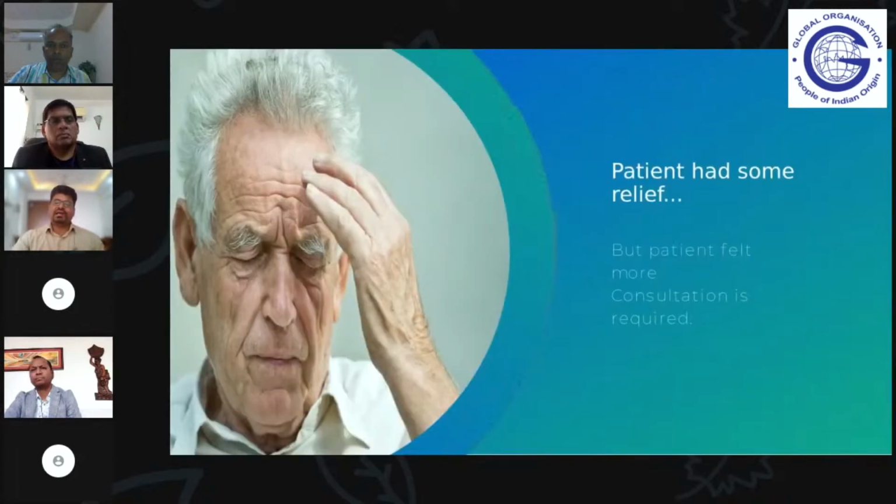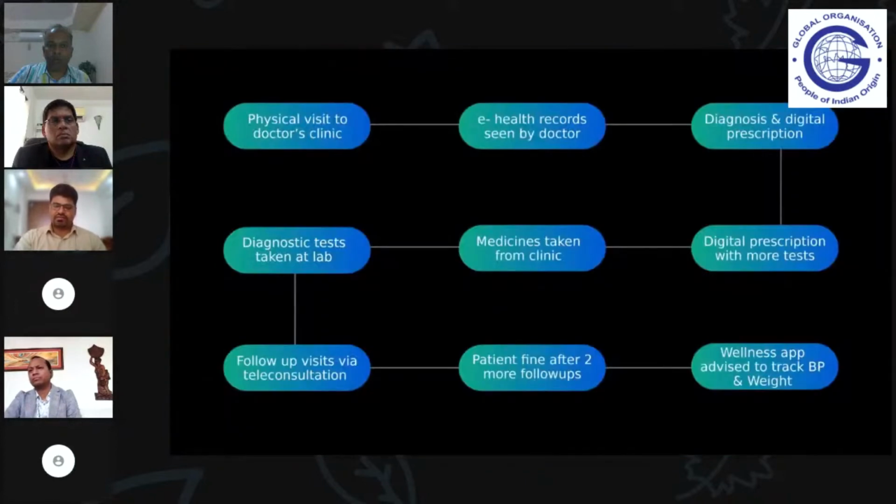Now the patient has taken the medicine, but he is having some relief, not completely fine. So he says, okay, let me go to the doctor and physically visit the clinic. Now what happens after that? The patient will go to the doctor's clinic. The doctor will immediately enter his health ID. From that app he will get all the health records, whatever he has done earlier or whatever other doctors have done. And then he diagnoses the problem and immediately gives a digital prescription.